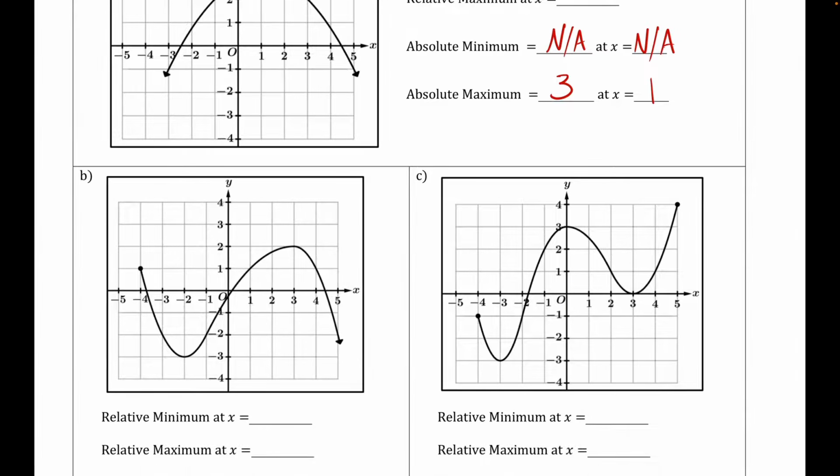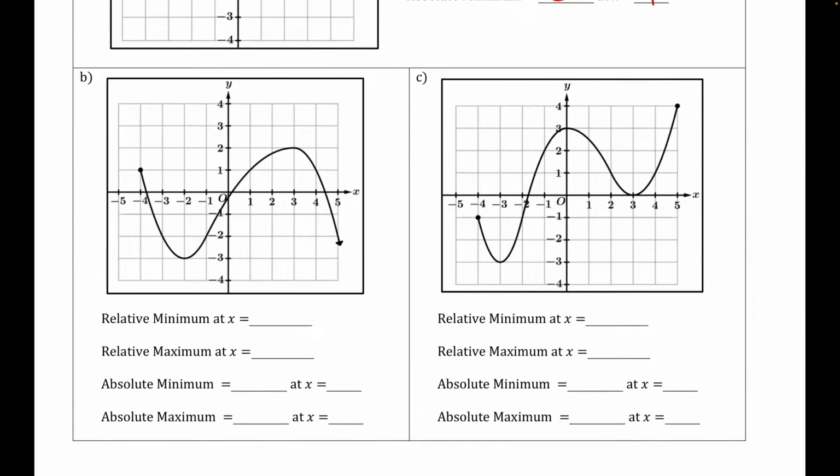What about B? Angela, you do B for us. Sure. So the relative minimum is going to be at -2. And then the relative max is going to be 3. Is there anything else? Oh, hold on. Are there any more relative minimums or relative maximums? Oh yeah, it's -4 also, because we restricted the domain, so also at -4.